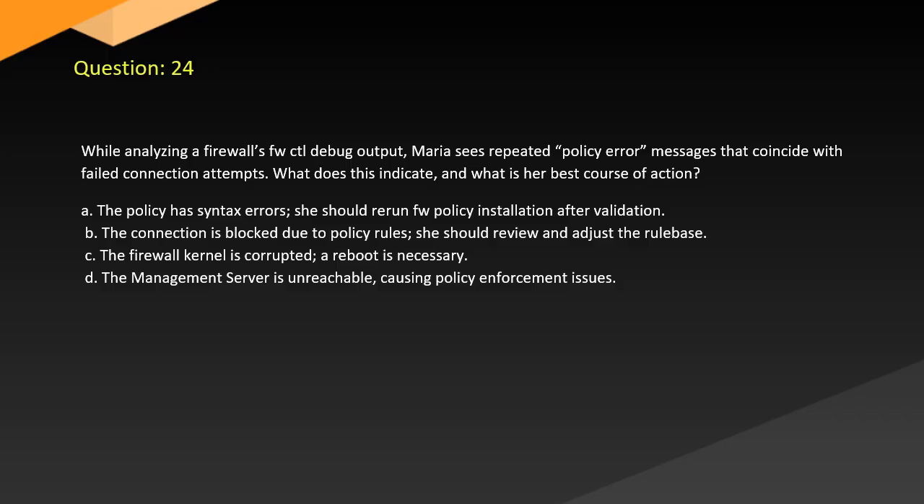Question 24. While analyzing a fw ctl debug output, Maria sees repeated policy error messages that coincide with failed connection attempts. What does this indicate and what is her best course of action? A. The policy has syntax errors. She should retry the policy installation after validation. B. The connection is blocked due to policy rules. She should review and adjust the rule base. C. The firewall kernel is corrupted. Reboot is necessary. D. The management server is unreachable, causing policy enforcement issues.